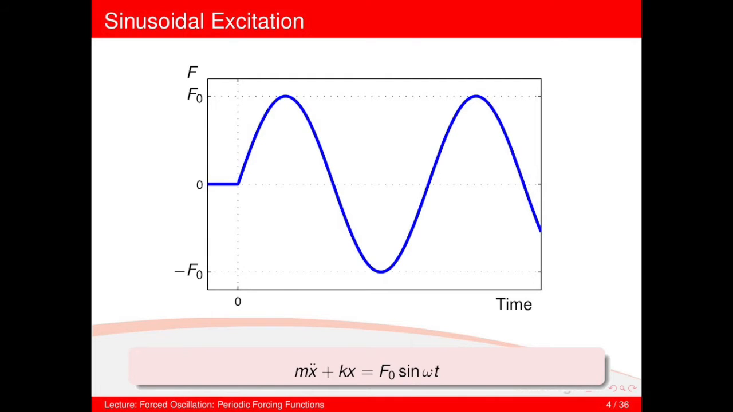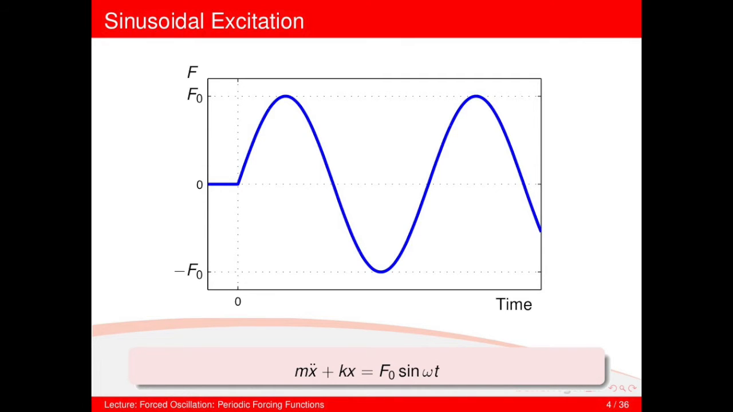Excitation. So here's our forcing function. At time less than 0, we have 0 force, and then suddenly at time 0, we have a sinusoid as our forcing function of amplitude f0 and frequency omega, which is of my choosing, the frequency of the oscillation. So there's my differential equation of motion, m x double dot plus kx equals f0 sine omega t, which is that function there, at time greater than 0.